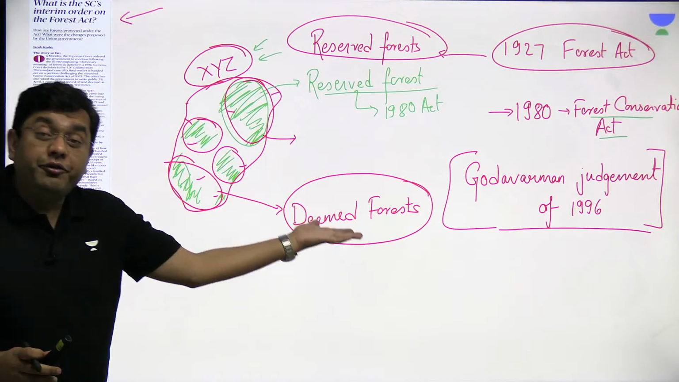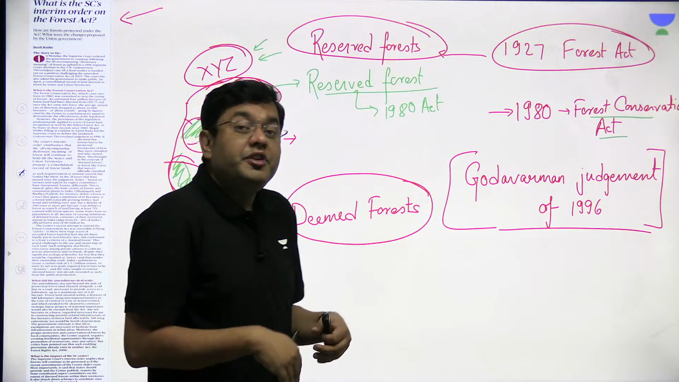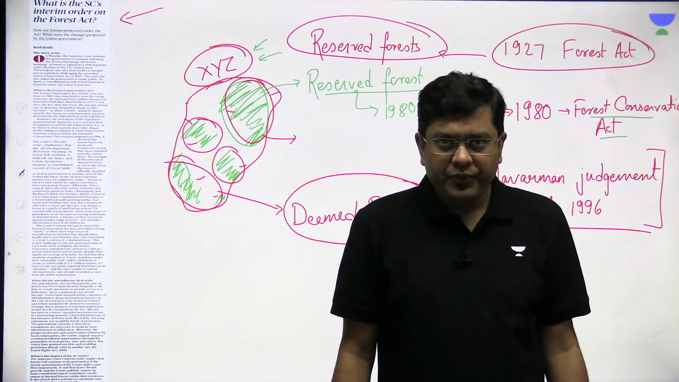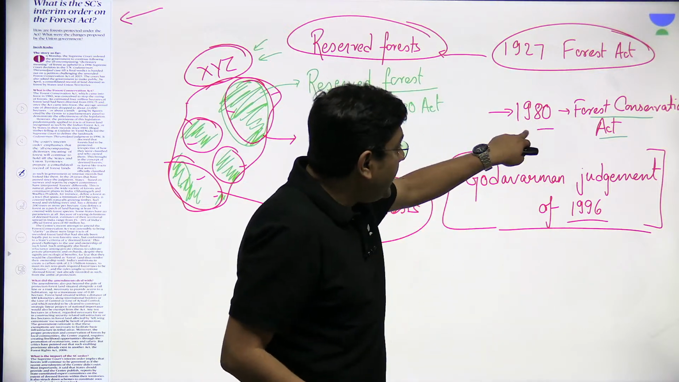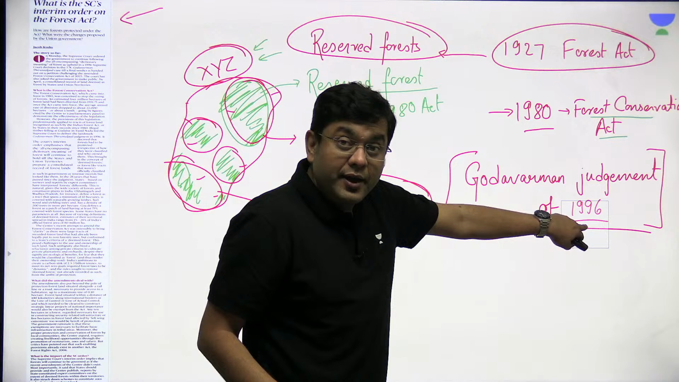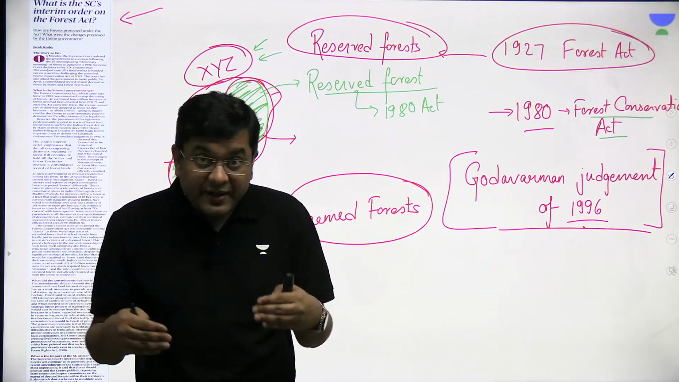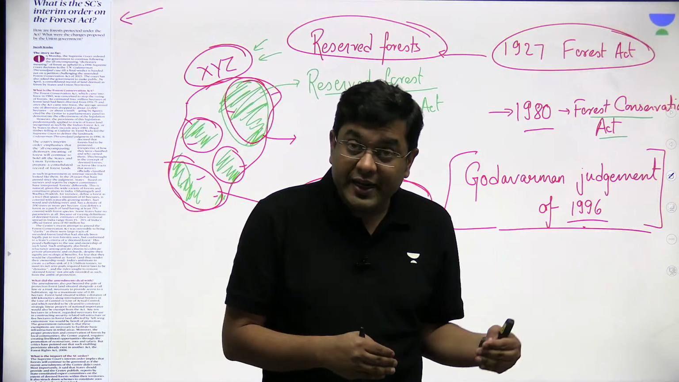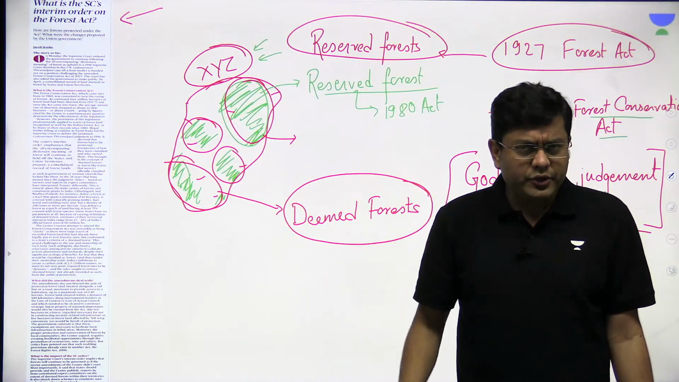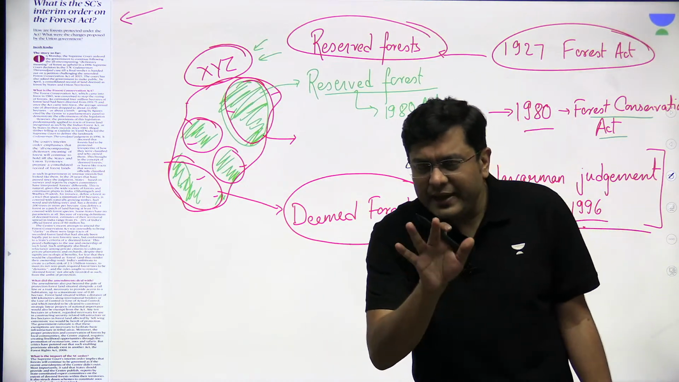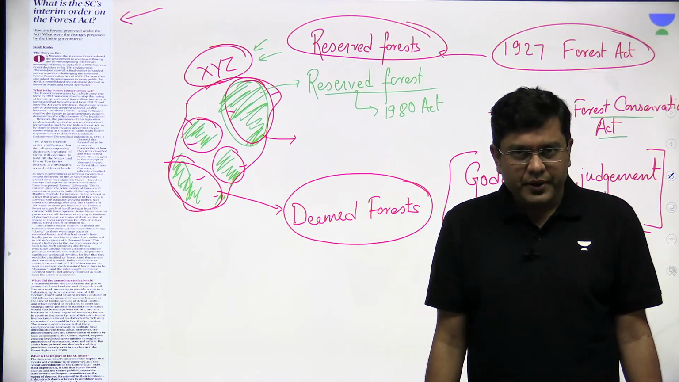They are deemed to be forests. They are not reserved forest, but they have enough green cover, so they are deemed to be forests. Because by this time of 1996, from 1980 to 1996, there were already hundreds of hectares of land which had been diverted by various state governments to private players for different proportions and different propositions. But after 1996, there was a blanket ban on deforestation.